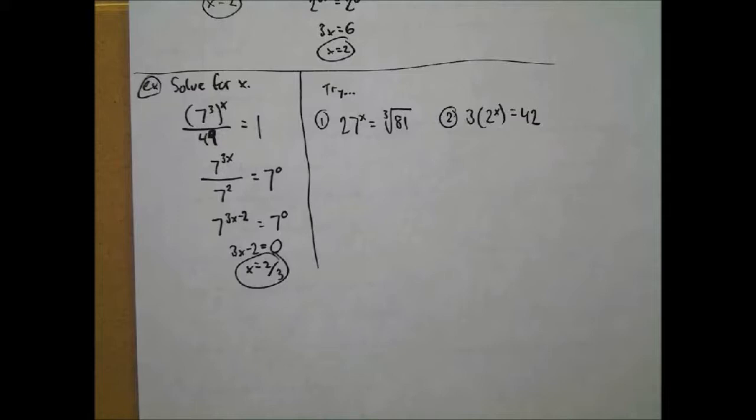Remember, everything is a power of 3 here. So then you have a power to a power, multiply the powers. So 81 is 3 to the 4th. So you can make that 3 times 3 to the 3rd, so 3 to the 4th. And then power to a power, multiply the powers, and then go from there.